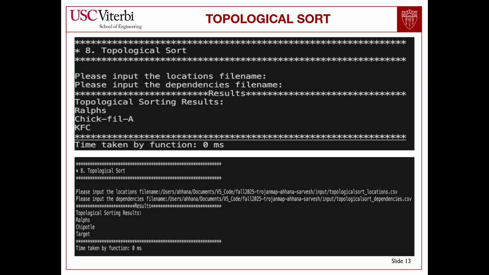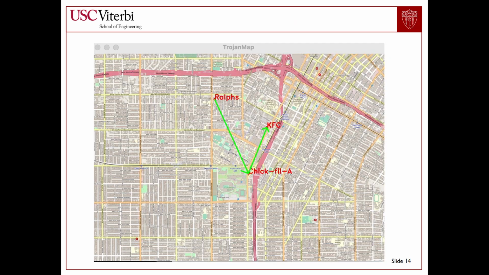So this function is topological sort. Here we input location names and dependencies. Dependencies are the order in which you have to go from one location to another. In the first example, we had hard-coded the locations and dependencies, so the sorting results are given. It gives the most efficient route. And in the second image, you can see that we have given the paths in our CSV file. And this is the plotted shortest path based on the dependencies.